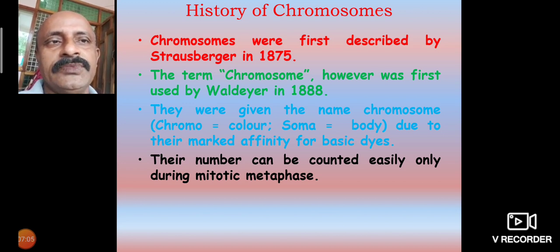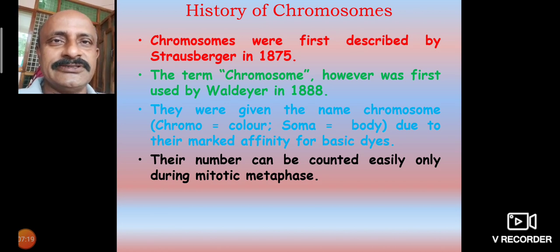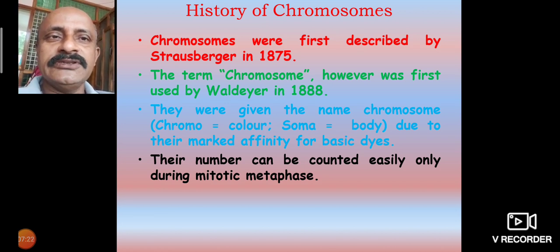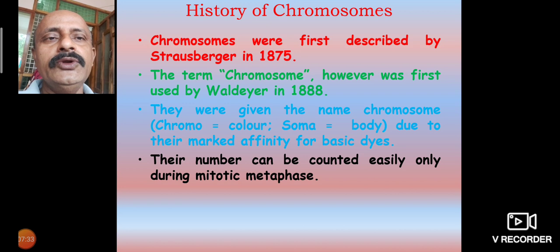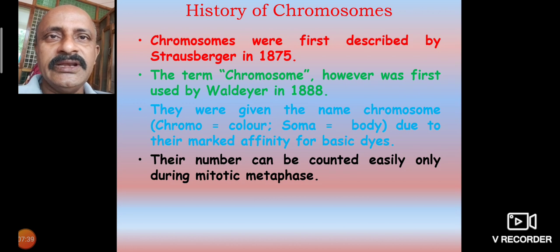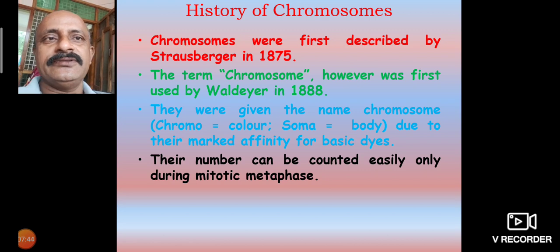Chromo means color, soma means body, due to their marked affinity for basic dyes. Basic dyes are used in a staining process. During the staining process, the chromosomes can easily be seen under the microscope. Their number can be counted easily only during metaphase. The number can be seen easily in metaphase or mitotic divisions.